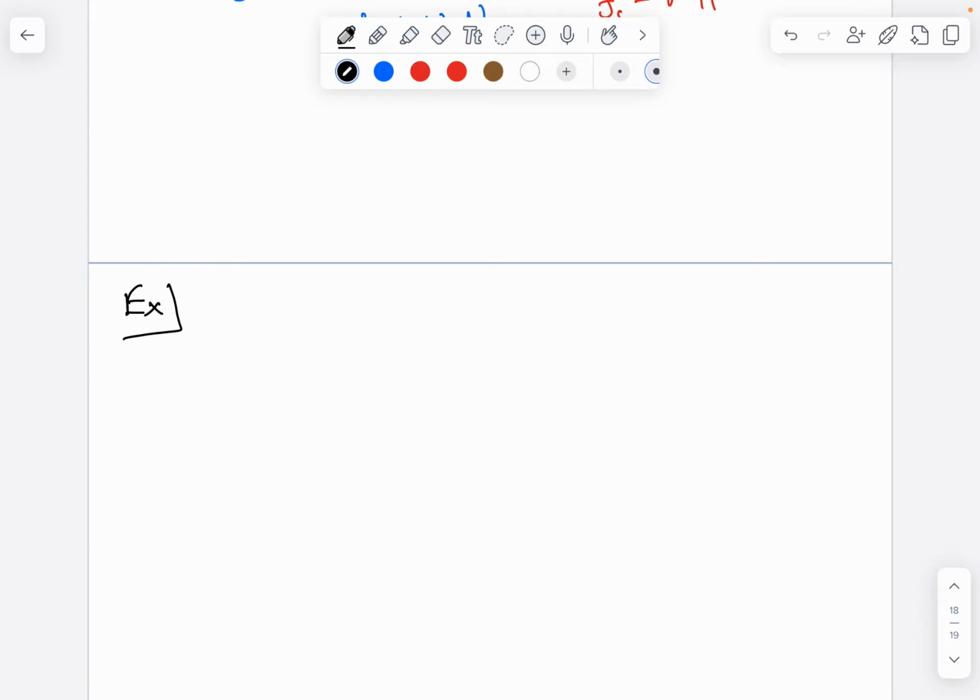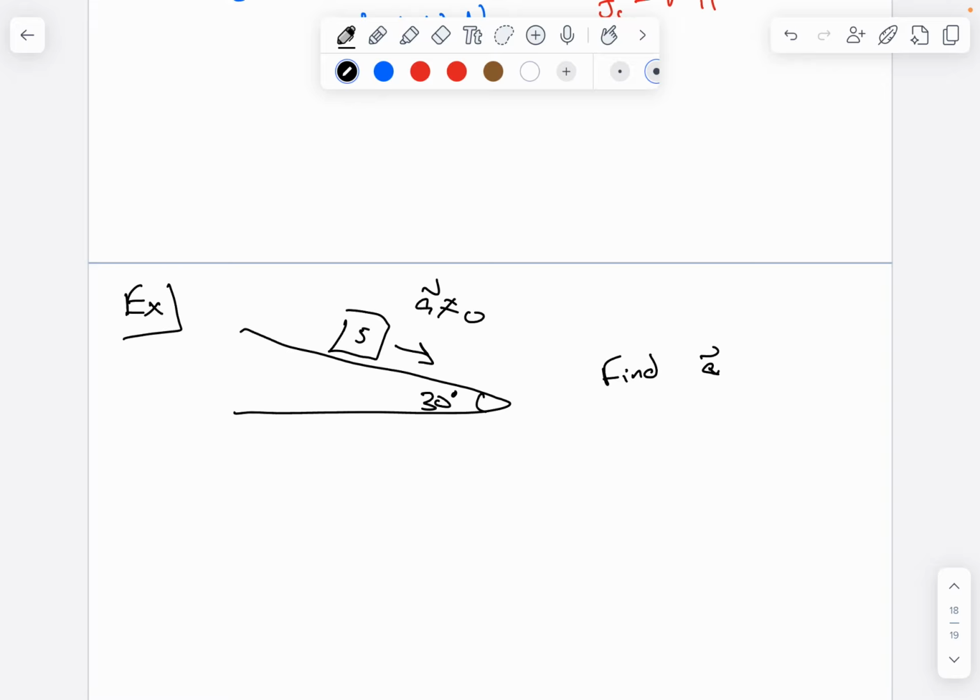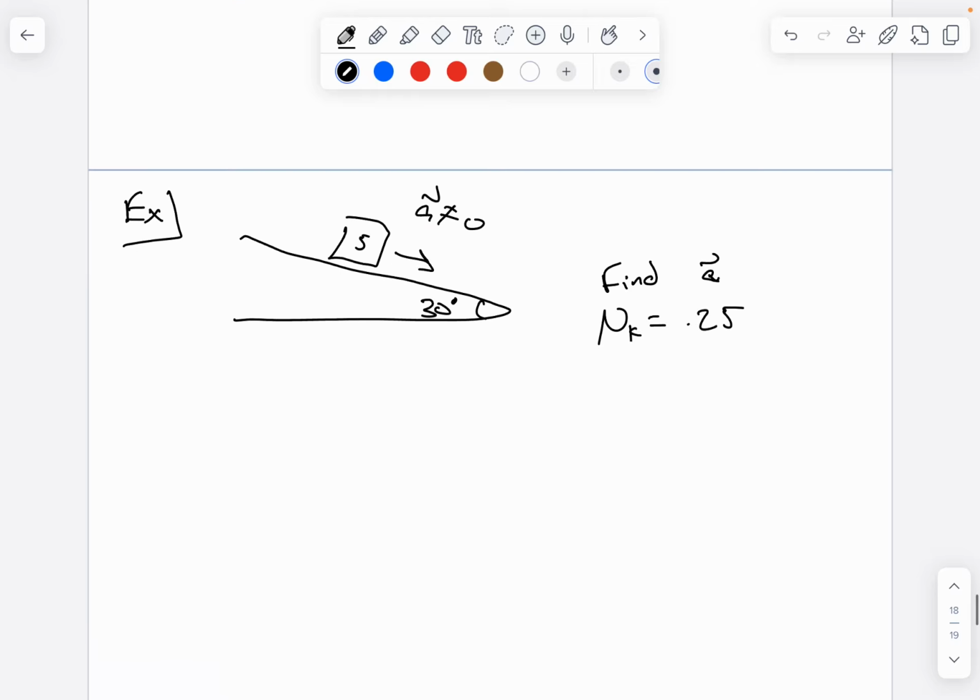And this will be a kinetic friction problem. So again, we have a 5 kilogram block sliding down a 30-degree incline. So we know acceleration is not 0. Find the acceleration, and mu_k is equal to 0.25. So go ahead, pause the video, try to solve it on your own, and then we'll go ahead and get into it.